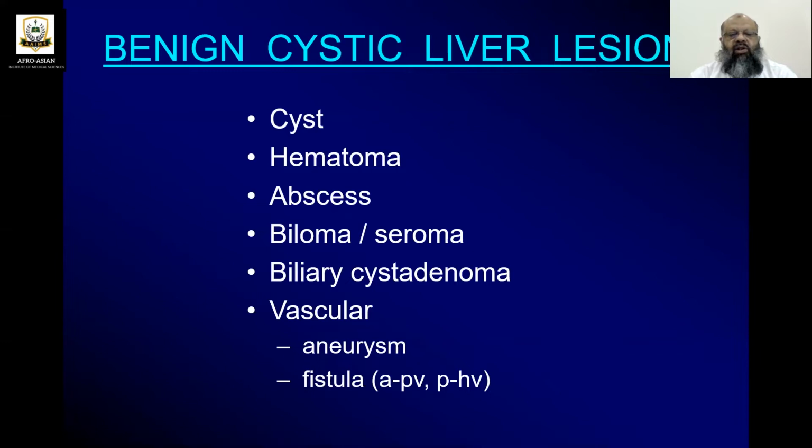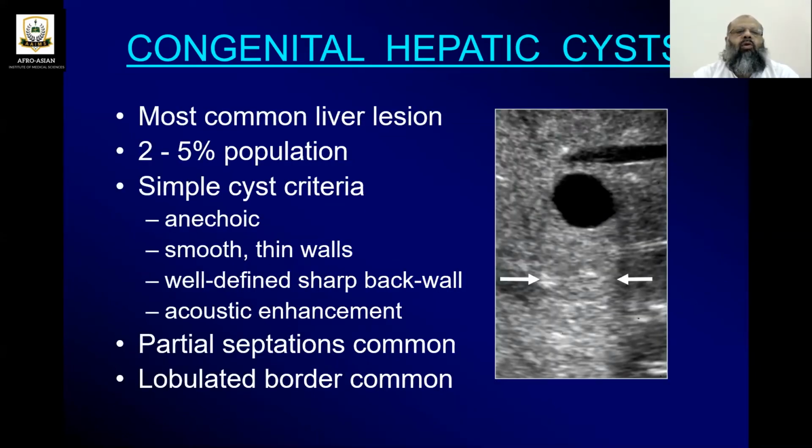Then is the biliary cyst adenoma, a lesion which is originating from biliary system and is cystic in appearance, having solid nodule. Congenital hepatic cysts are also seen commonly in some of the individuals. It is 2 to 5% of population which will have congenital cyst in the liver. It is usually simple cyst, as you can see on this rounded area.